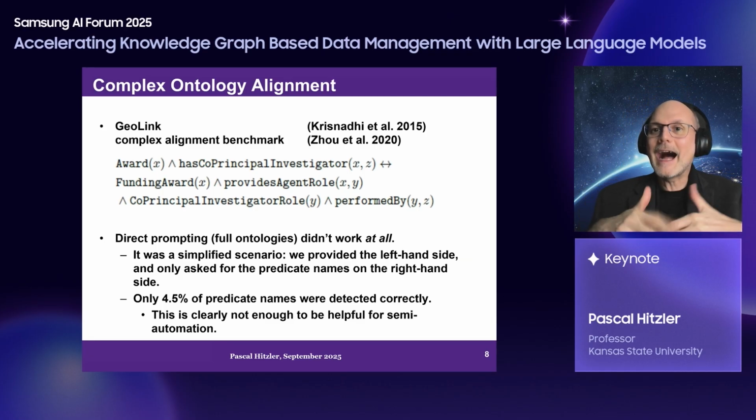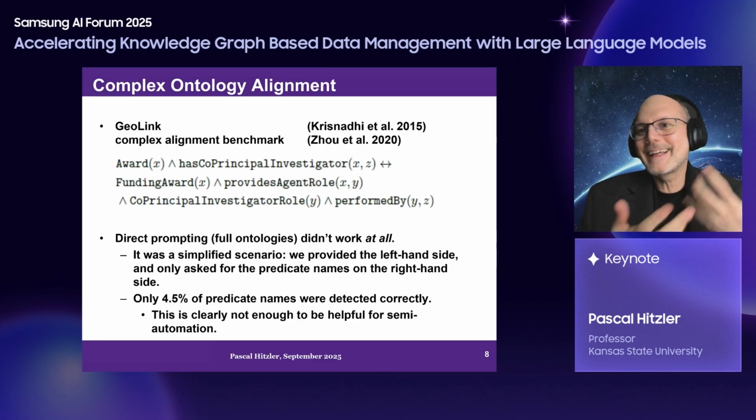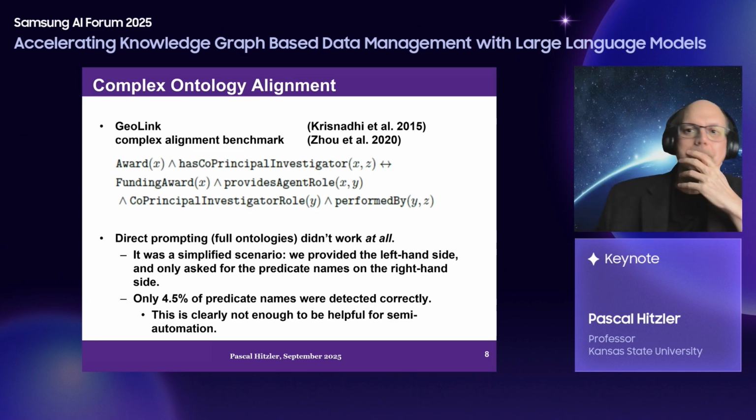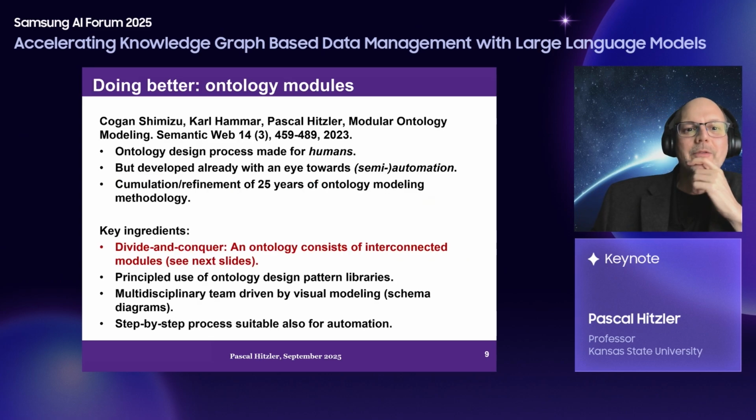So we asked the simpler problem to LLMs, and it turns out that they gave us about 4.5% correct of what they told us. That is clearly not enough, even for semi-automation. That's just not helpful. 5% is just not helpful. So what can we do?